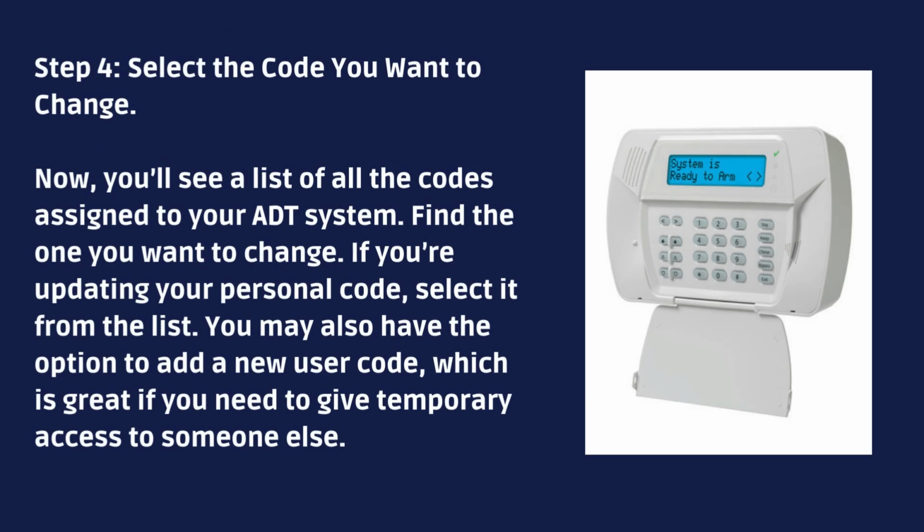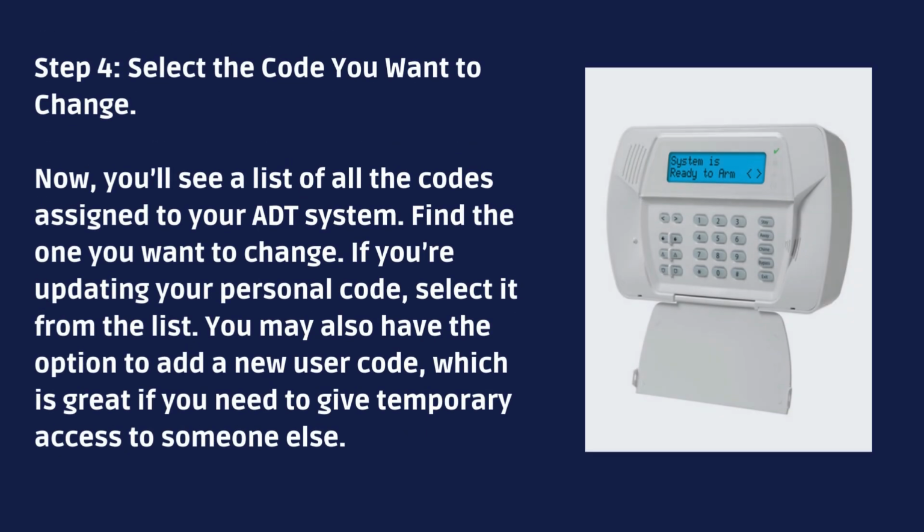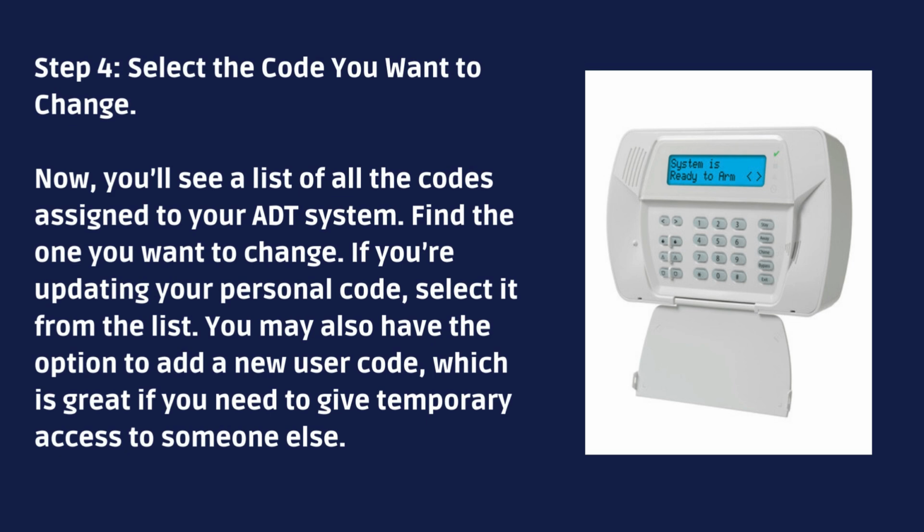Step 4. Select the code you want to change. Now, you'll see a list of all the codes assigned to your ADT system. Find the one you want to change. If you're updating your personal code, select it from the list. You may also have the option to add a new user code, which is great if you need to give temporary access to someone else.